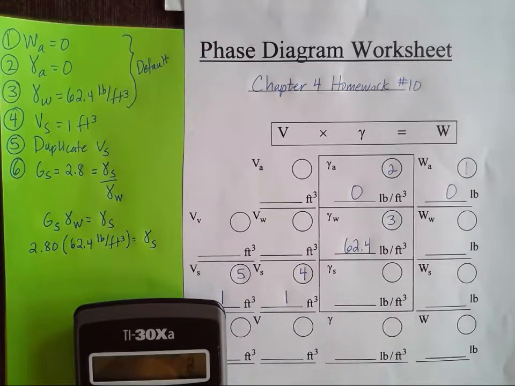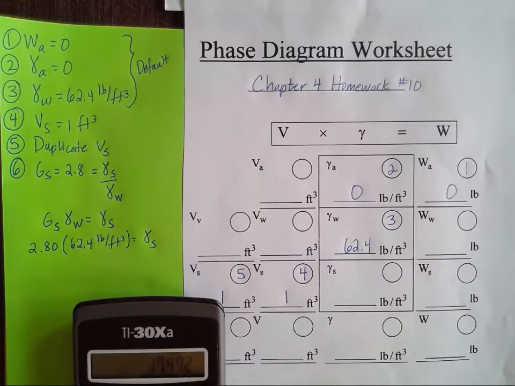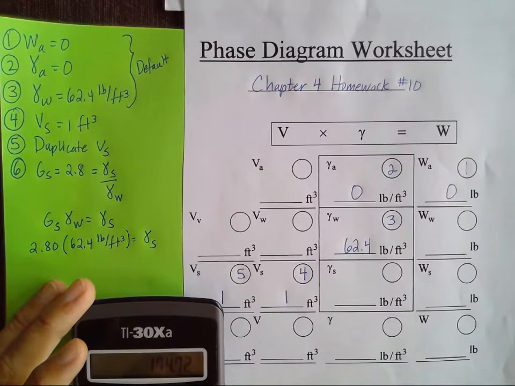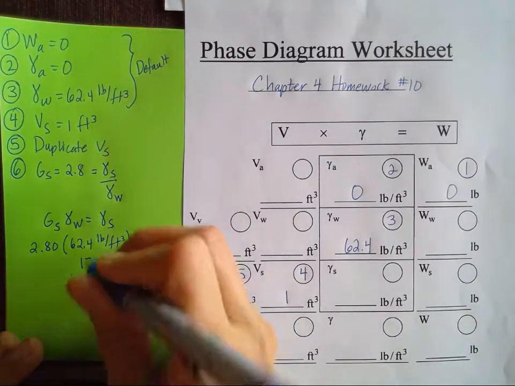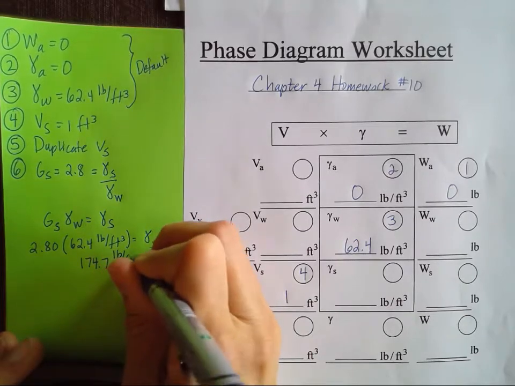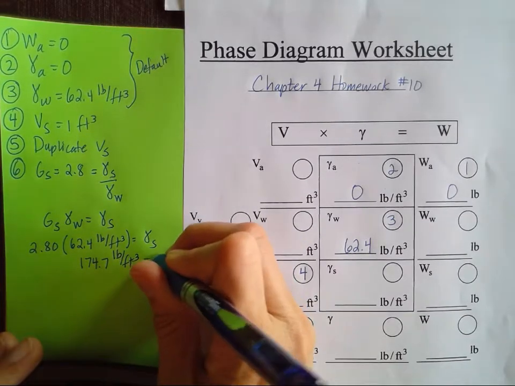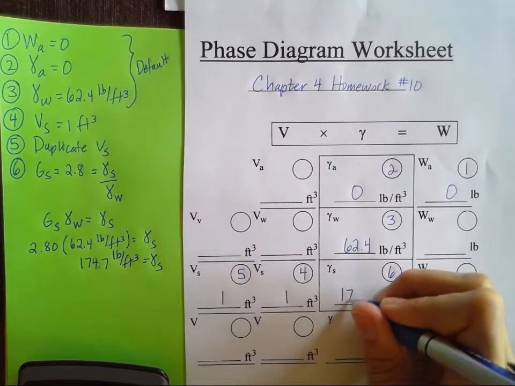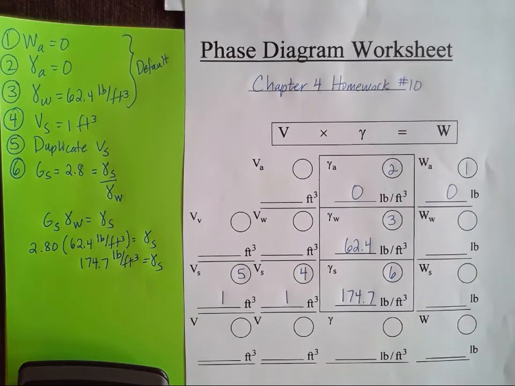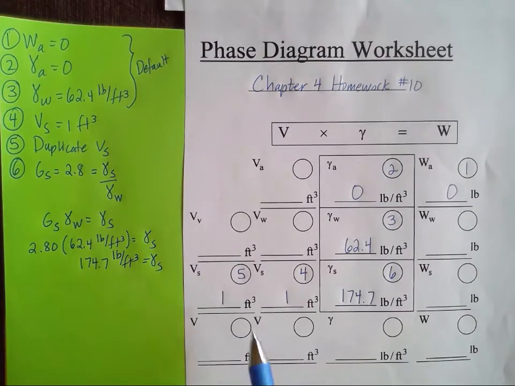62.4 times 2.80, and I'll get 174, and I just want it to one decimal place, so 174.7. My units are going to be the same here because I'm just multiplying it by that dimensionless ratio. And so I'll put that in for number 6. It's 174.7.